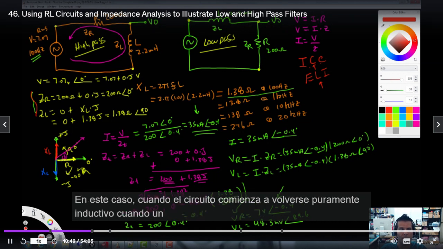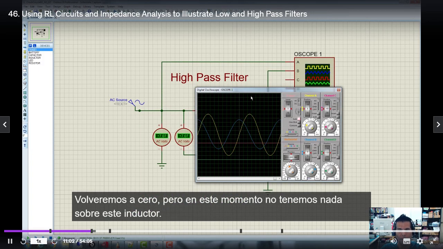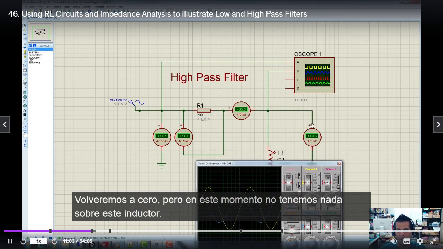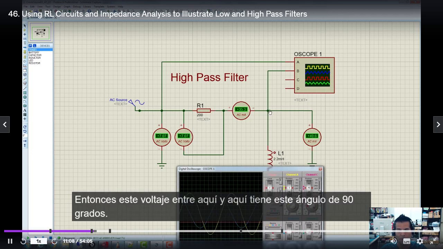When a circuit starts getting purely inductive, then that phase angle will get smaller again. We'll go back towards zero. But right now we've got nothing dropping over this inductor. So this voltage between here and here has this 90-degree angle.